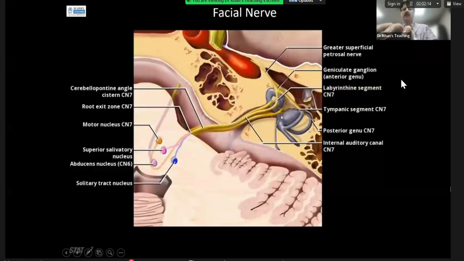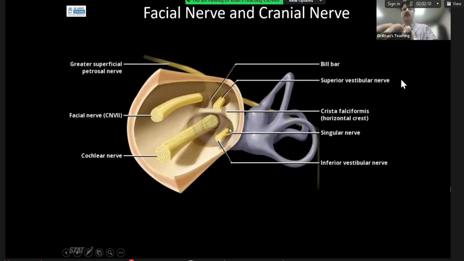Then there is the superior and inferior vestibular nerve. These will join together.